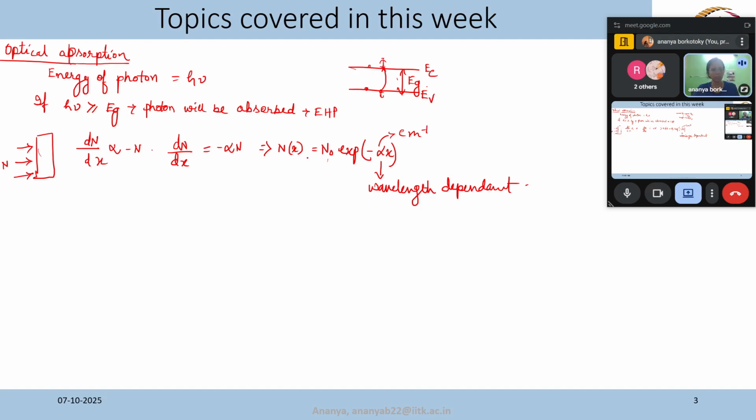Now we can have a similar expression for intensity of photon also. So I of x, the intensity, is equal to I naught, the initial intensity, exponential minus alpha x. And this is the intensity if we consider that point x is at the end of the semiconductor. Say this is the length L, and we are considering the intensity at point x equal to L, with x equal to 0 at this point, then this is the intensity of transmitted power, the transmitted intensity.